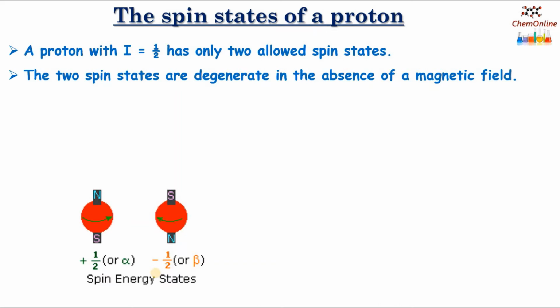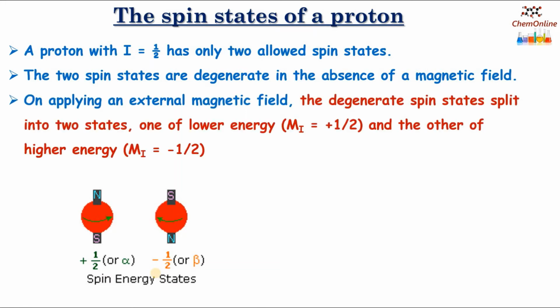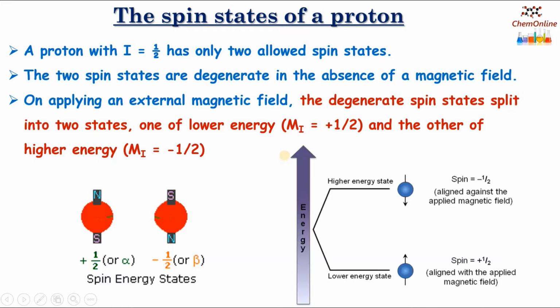Now, when we put this proton into an applied magnetic field, what happens? On applying an external magnetic field, the degenerate spin states split into 2 different states. One is of lower energy, that is with the spin plus half, which is aligned with the direction of the applied magnetic field. And the other is of higher energy with spin equals minus half, which is aligned in a direction opposite to the applied magnetic field.